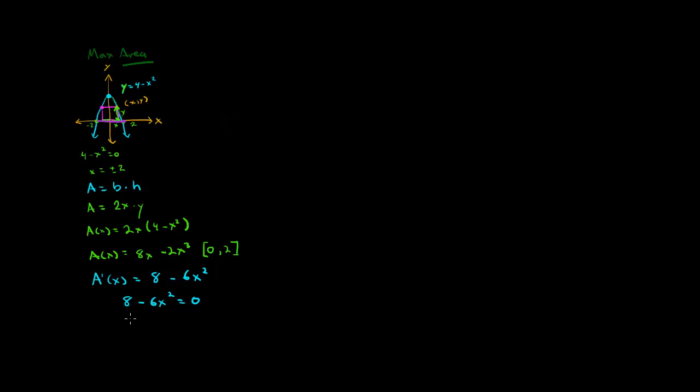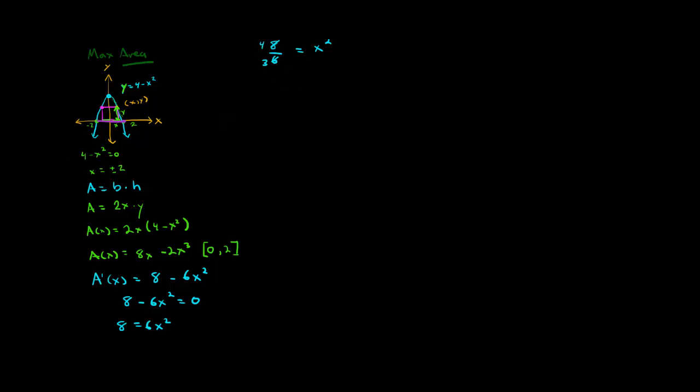I'll add the 6x squared over. So I'm going to get 8 equals 6x squared. Then maybe divide both sides by 6, right? It's a pure quadratic equation that I'm dealing with here. What does that mean? It just means it's a square term but no x term, so I can do it this way. So I divide both sides by 6. I get 8 over 6 equals x squared. If I want to simplify this, 2 goes into that 4 times. It goes into that 3 times.